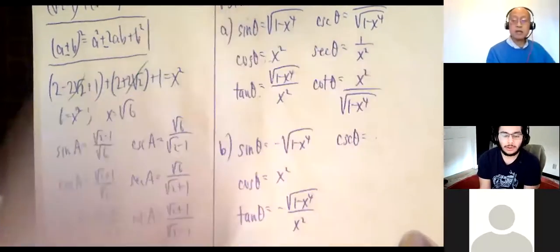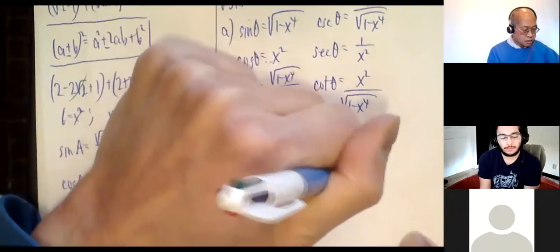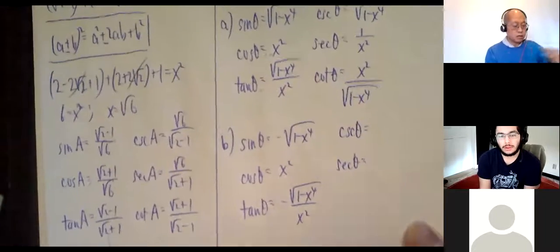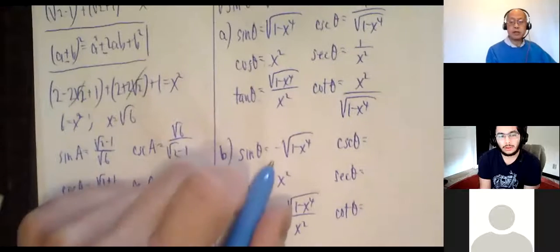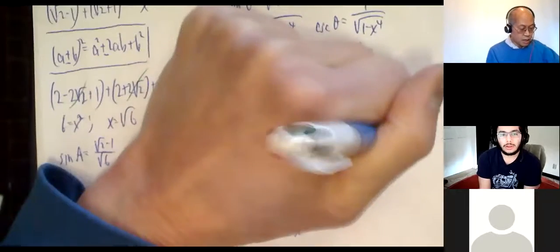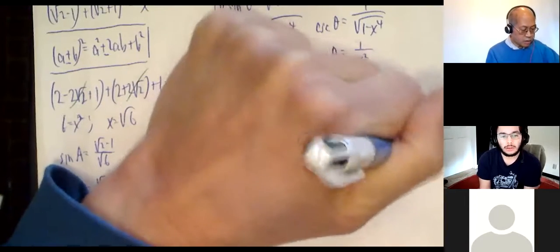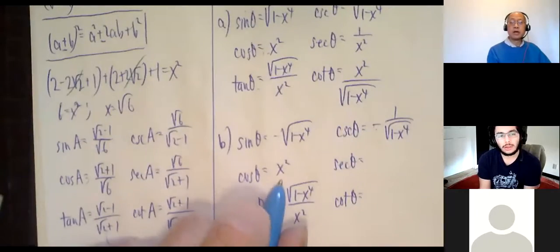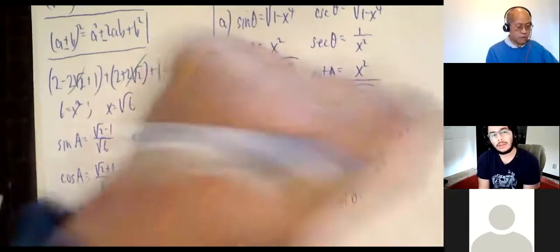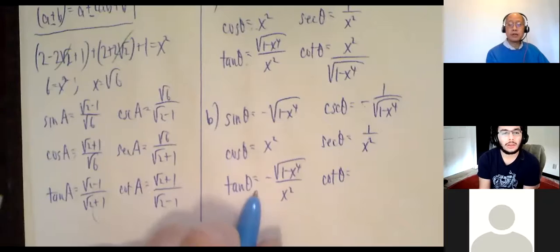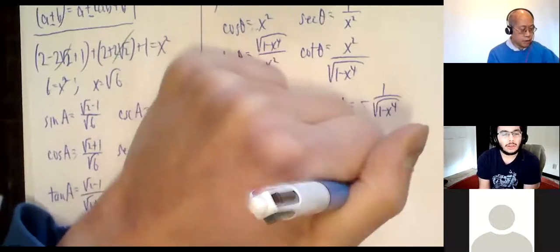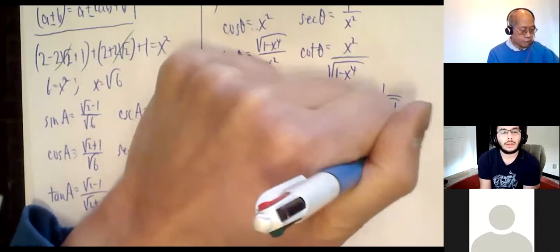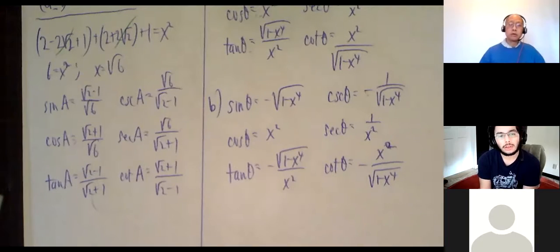So cosecant theta, secant theta, cotangent theta. Right? So negative 1 over radical 1 minus x to the 4th. And well, that's the same, 1 over x squared. And flip that, it'll be a negative x squared over radical 1 minus x to the 4th. Okay, and I am now done.